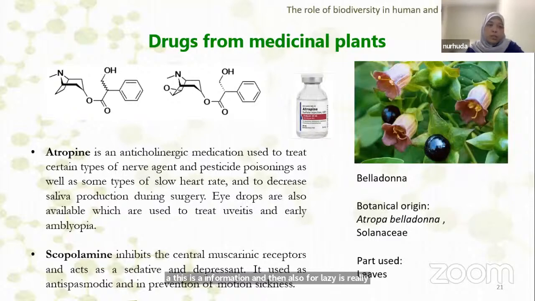Okay, so scopolamine is used as an antispasmodic, and also used for motion sickness. This is quite widely used here in Malaysia. Okay, next.